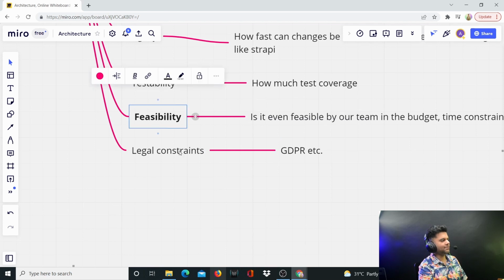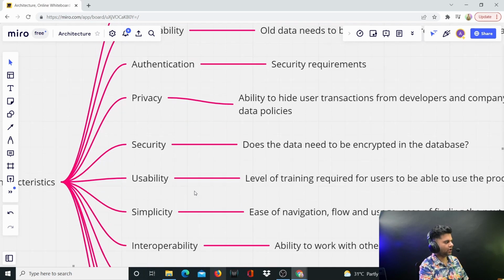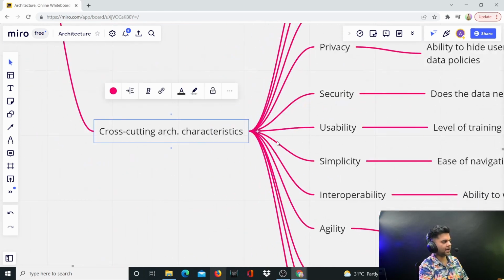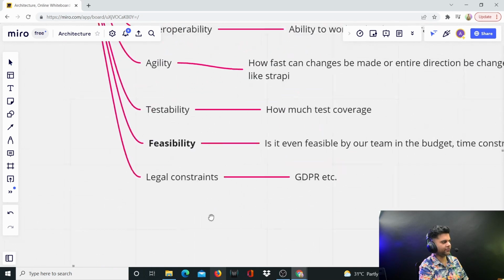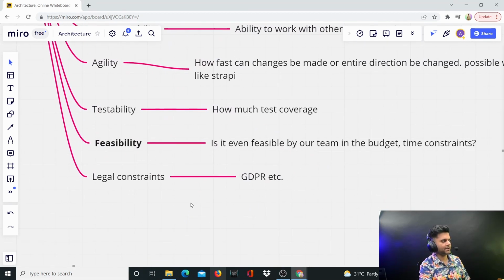So feasibility is the most important thing that nobody talks about. And this is, in my opinion, the most important thing that a technology architect must be looking at. Even though it's part of the cross-cutting architecture characteristics, I would still say feasibility is a very, very important thing, because technology architecture has to be in context, in the context of what kind of company you are working in or what kind of product you are building.